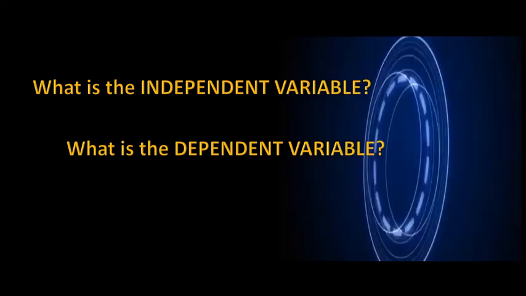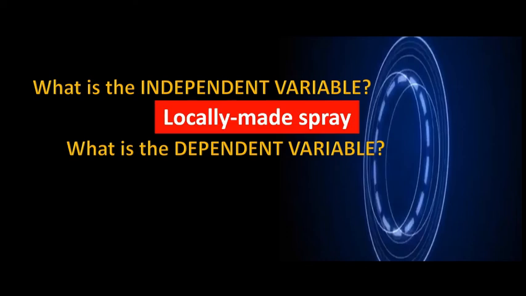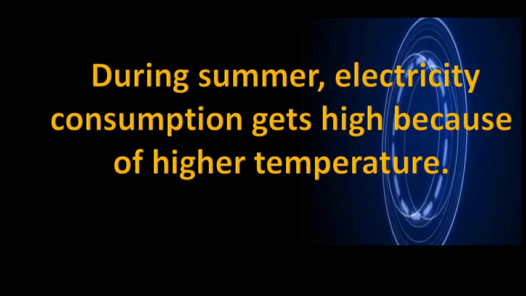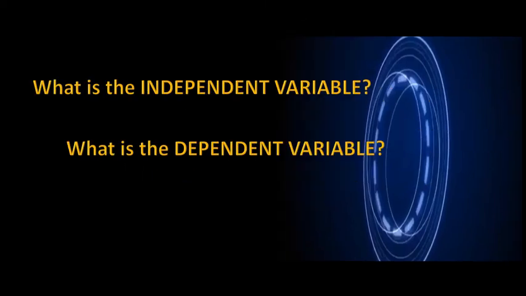The independent variable is locally made spray. The dependent variable is number of mosquitoes killed. Let's look at the next statement. During summer, electricity consumption gets high because of higher temperature. What are the independent and dependent variables?